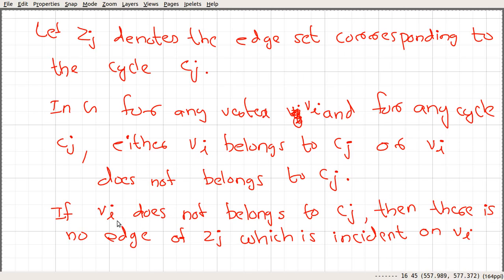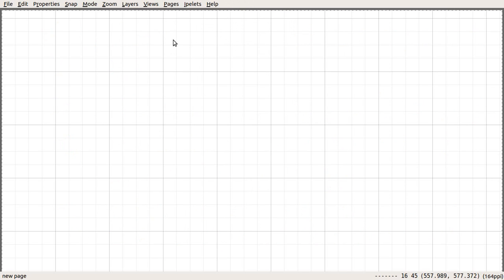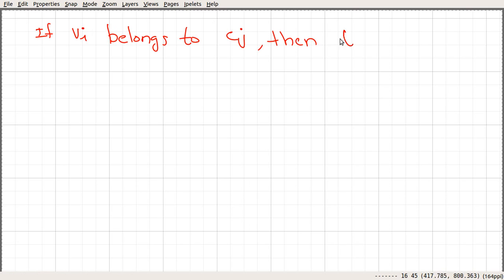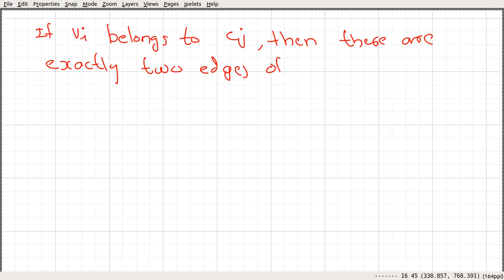And also we can see that if Vi does belong to a cycle Cj, then there are exactly two edges of Zj which are incident on Vi. Okay, because if you consider a particular cycle, let me write it down and through that I will explain. So if Vi belongs to Cj, then there are exactly two edges of Zj which are incident on Vi, because we are dealing with a cycle.